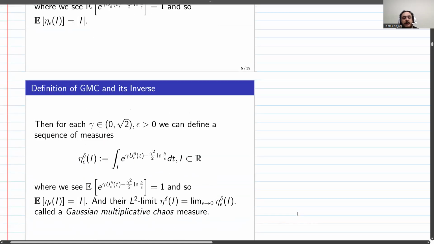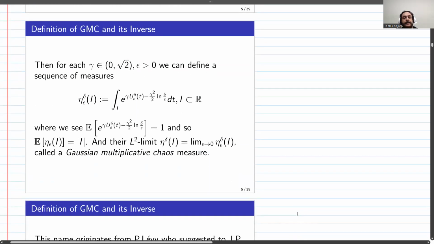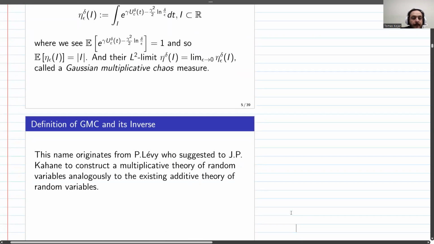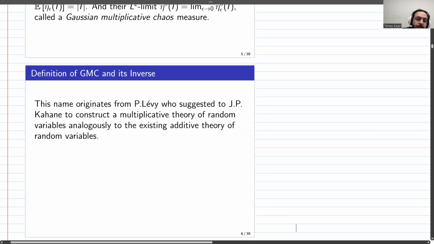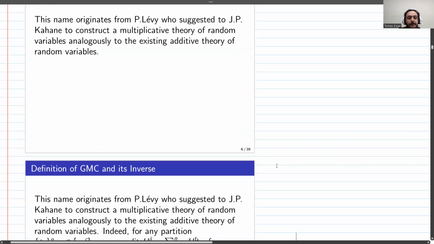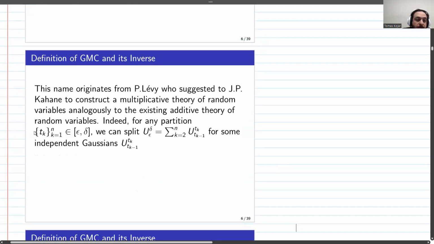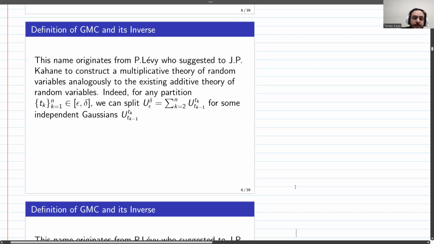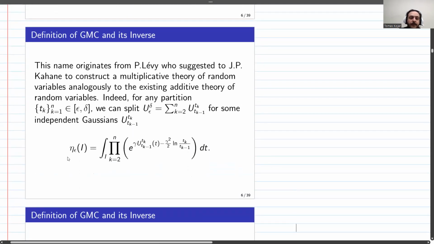One can show that this sequence is an L2 Cauchy sequence, and so it has an L2 limit, eta delta, which belongs to the family of Gaussian multiplicative chaos. This name originates from Paul Lévy, who suggested to Jean-Pierre Kahane to construct a multiplicative theory similar to the additive one. So, meaning we start with any partition, we could split the field U into a sum of independent Gaussian fields, and then the measure eta can be written as this product. So now we study a product of random variables.